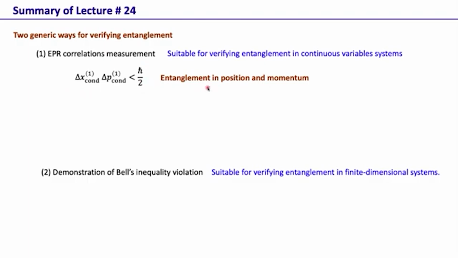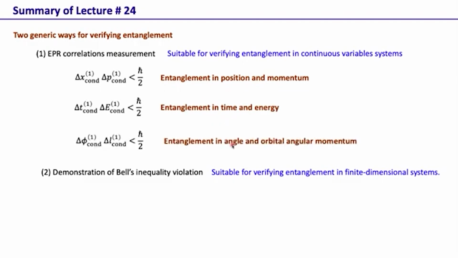This type of verification has been experimentally demonstrated in position and momentum, for entanglement in time and energy, and for entanglement in angle and orbital angular momentum. Bell's inequality violation, on the other hand, is used for demonstrating entanglement in the polarization degree of freedom.